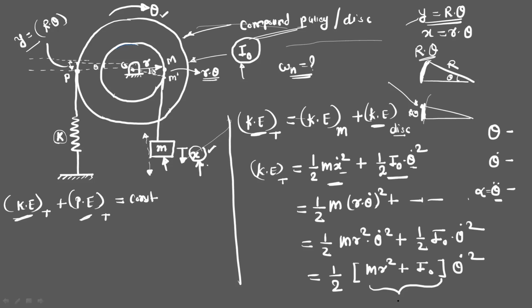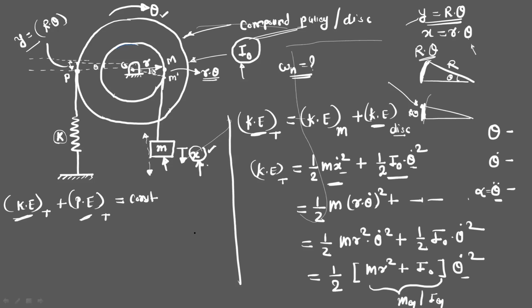So we can take this as m equivalent or I equivalent. As the parameter here is theta, we should consider this as I equivalent. You can also convert this theta into the linear parameter x, just by using this relation. So this is the equation for kinetic energy.